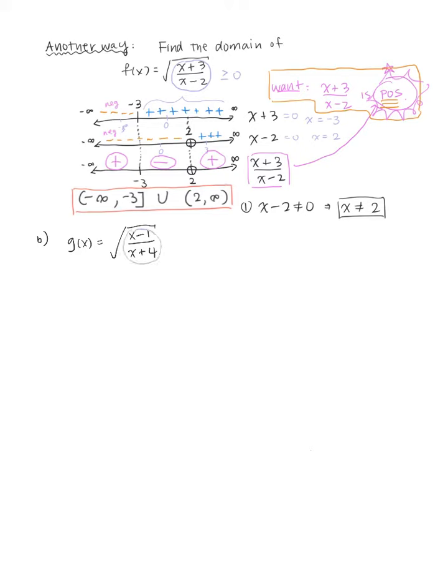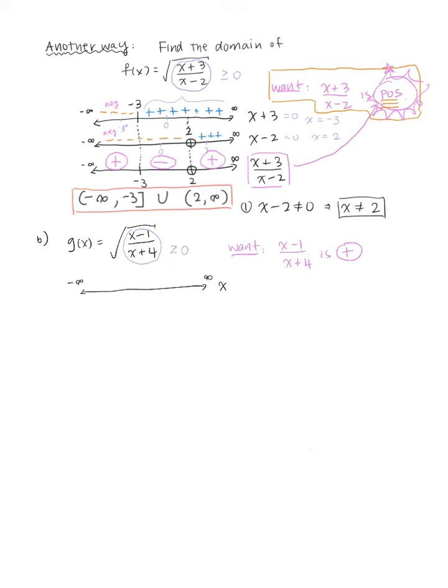Since we're given the square root, whoever sits inside must be greater or equal to 0. So what we want is the region where x minus 1 over x plus 4 is positive. This is the region that we're looking for. I'm going to use my number line because I like it that way a lot better. So here's negative infinity, positive infinity.